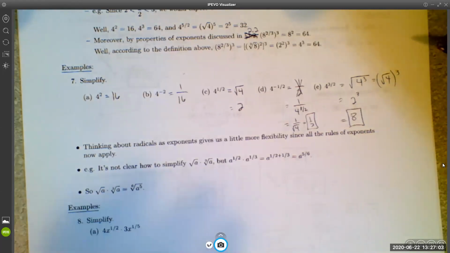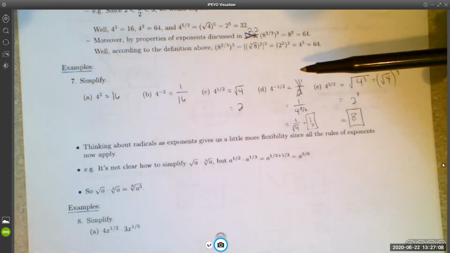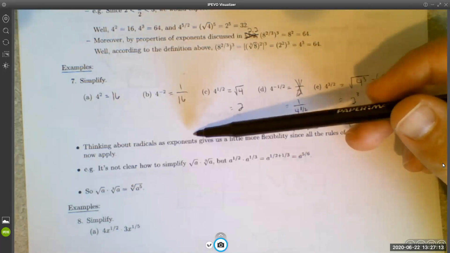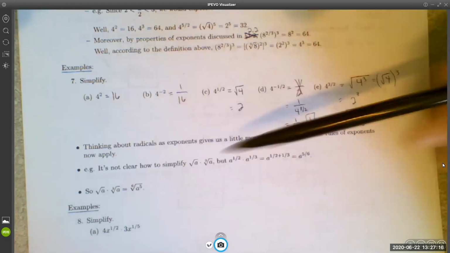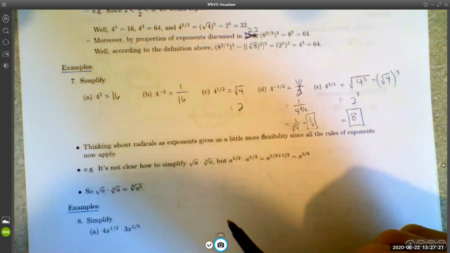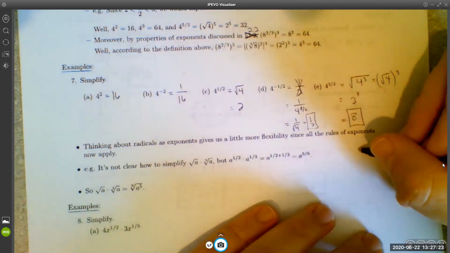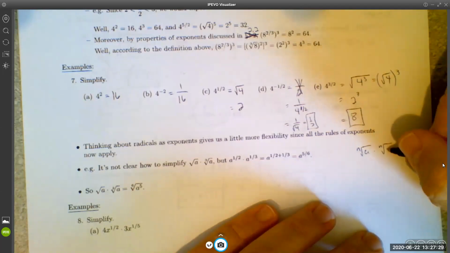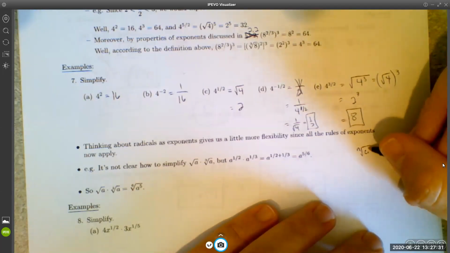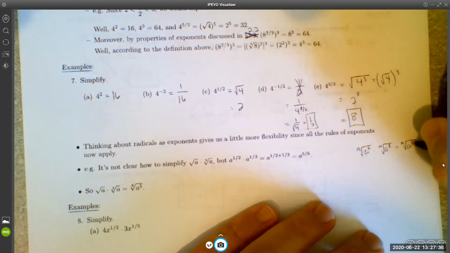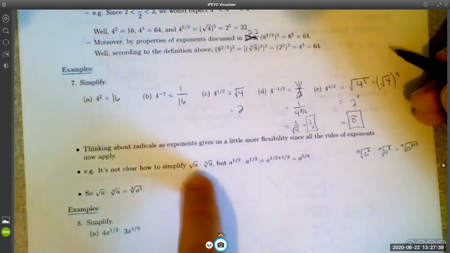The reason that we talk about the fact that radicals are really just the same thing as exponents is because it allows us to use rules of exponents to simplify radical expressions in a way that's maybe a little bit more clear. For example, we know that if you have the same index, nth root of a to the k times nth root of a to the l would be nth root of a to the k plus l. No big deal.